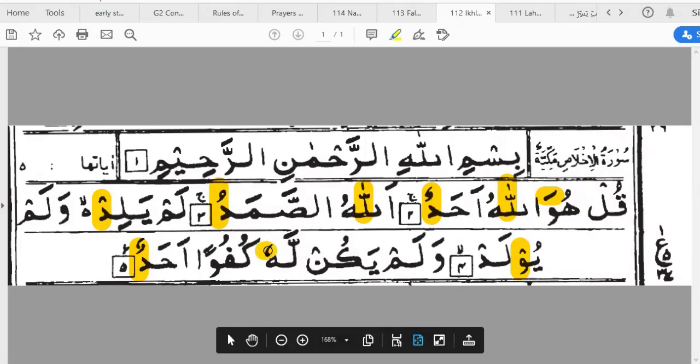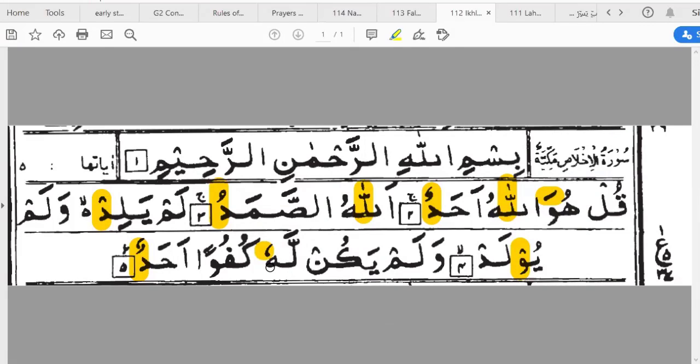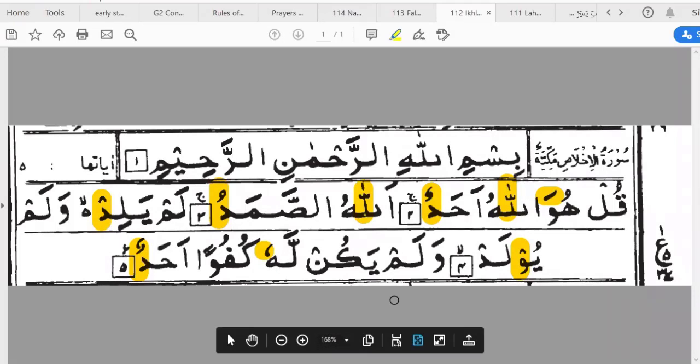And over here, we have vertical Dhamma. You're supposed to prolong the sound for 2 seconds for this as well. Other than that, pretty good recitation.